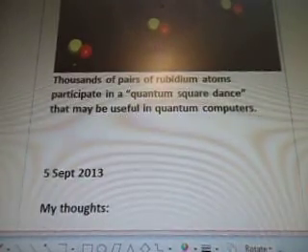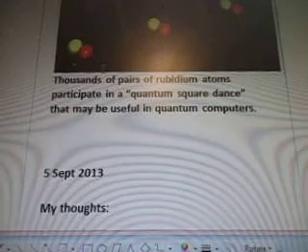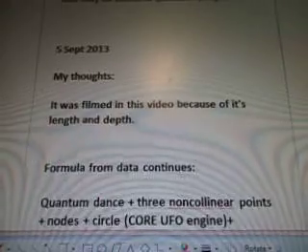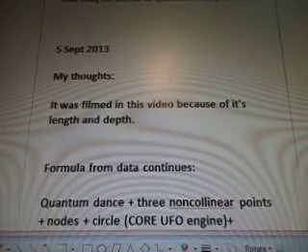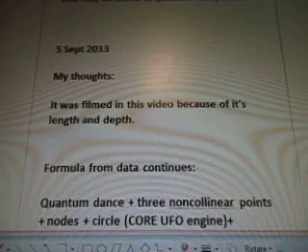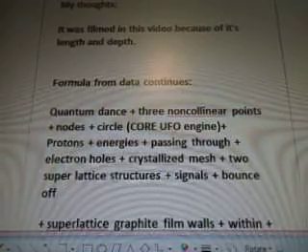Thousands of pairs of rubidium atoms participate in a quantum square dance. They may be useful in quantum computers. September 5th, 2013, my thoughts. I filmed the video in several videos because the formula was so extensive, okay? So the formula from the data continues.